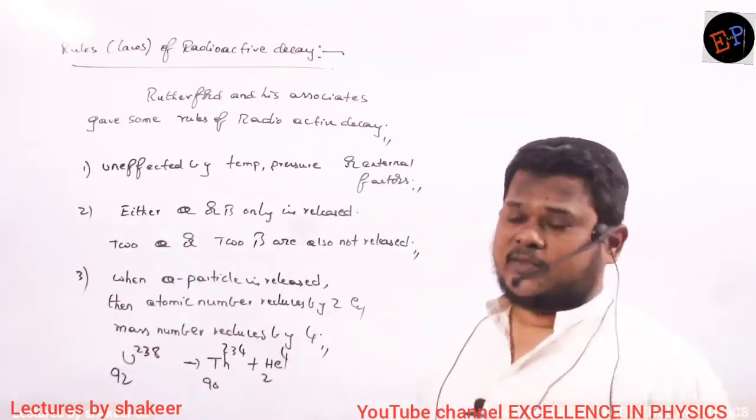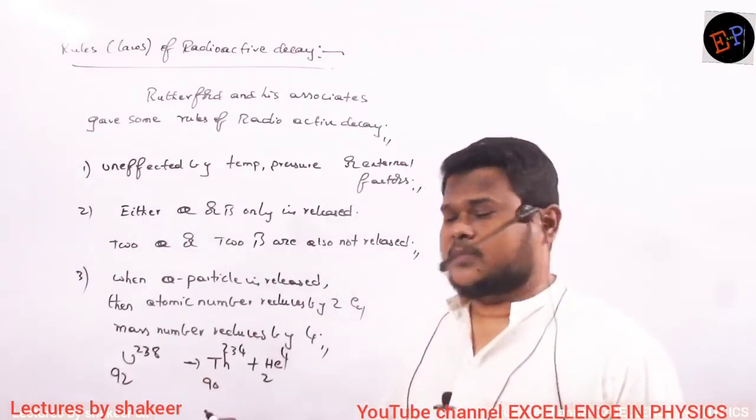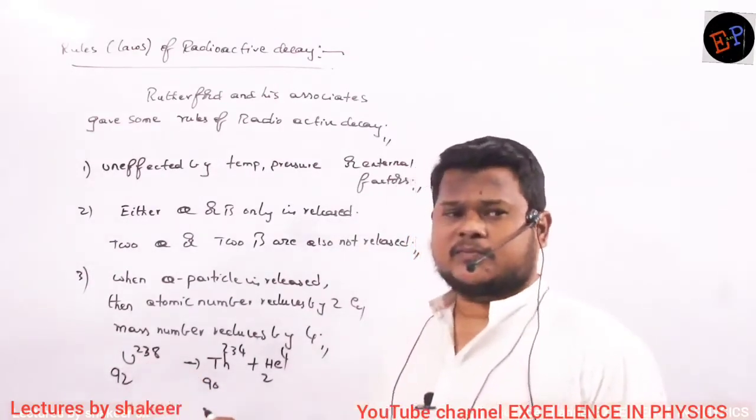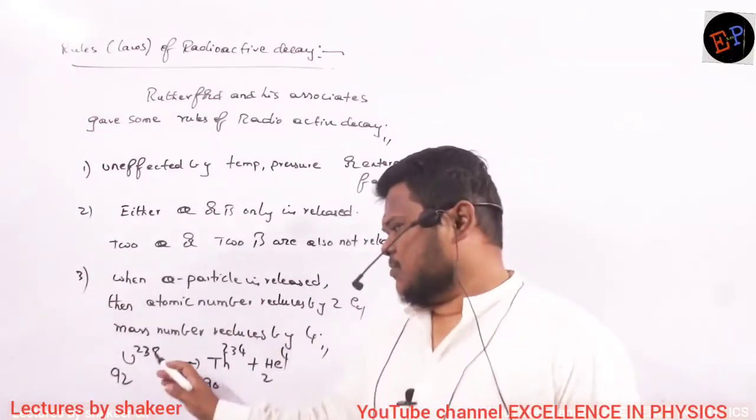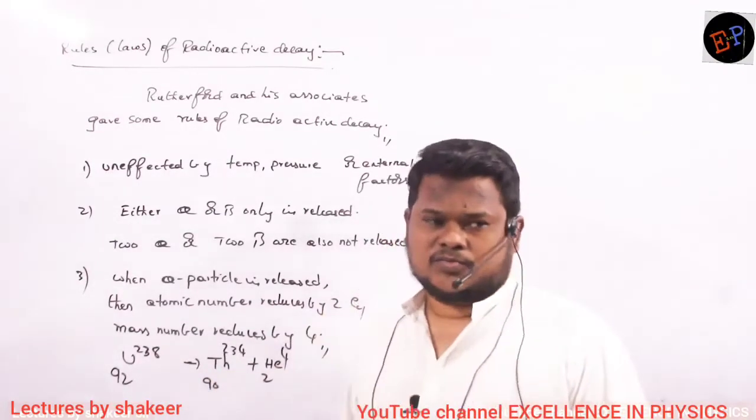So the element is completely changing. Uranium has converted into thorium. Atomic number of uranium is 92, thorium is 90; mass number is 238, but the mass number of thorium is 234. So mass number is reduced by 4 and atomic number is reduced by 2. So that is what will happen.